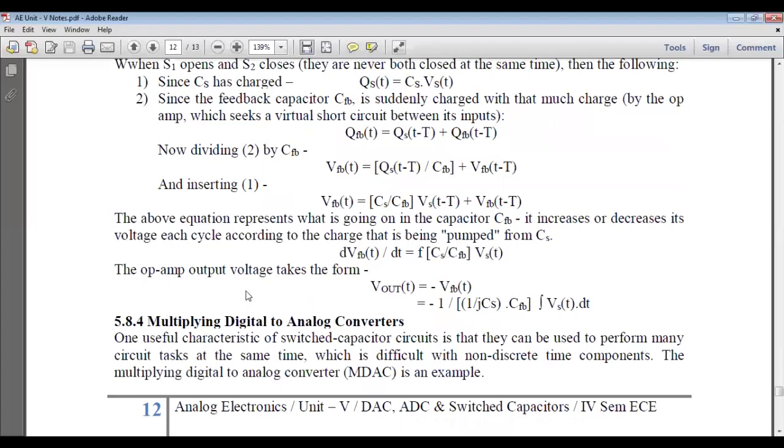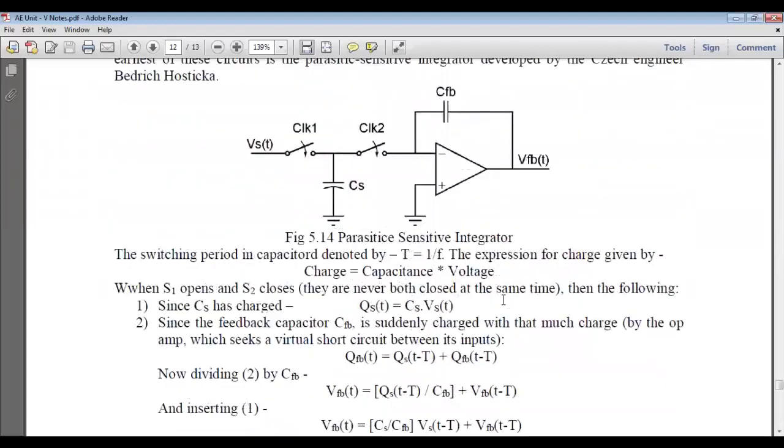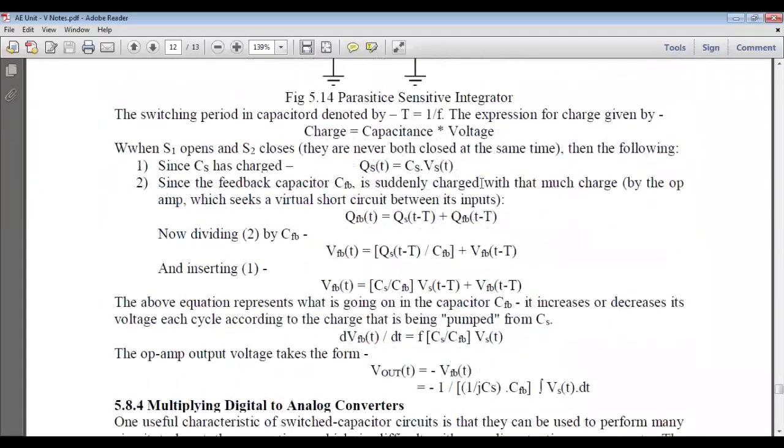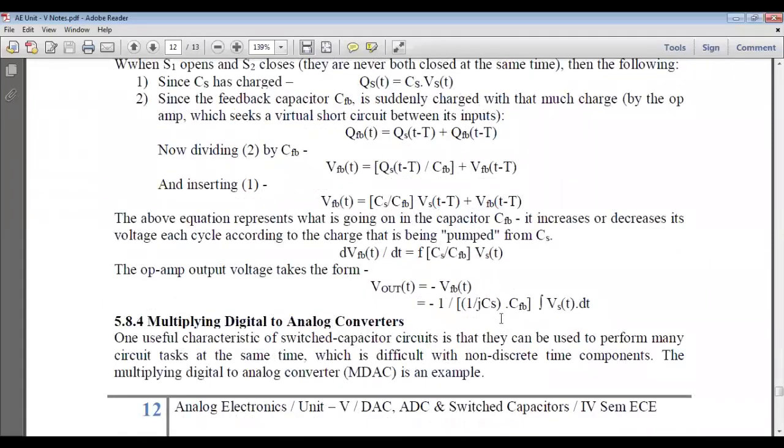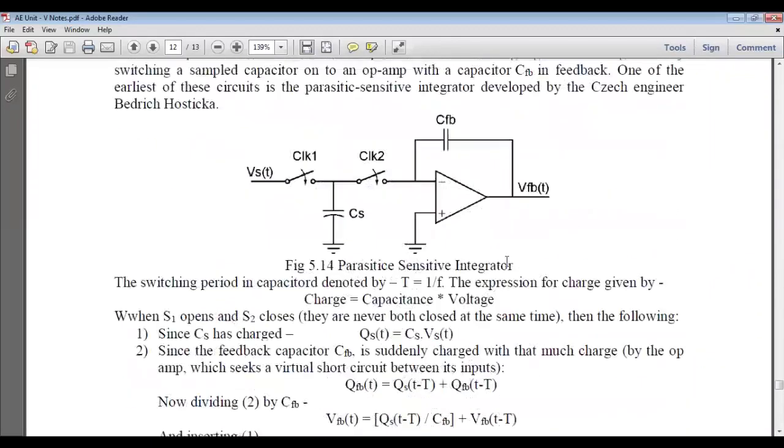And the total equation is in the form of an integrator. V output of t equal to minus Vfb of t, so minus 1 by j Cs into Cfb. That means we are coming across two capacitors here, capacitor Cs and capacitor Cfb, and this one indicates nothing but a resistor integrating the input voltage. So this circuit arrangement acts as an integrator. Especially, it employs a switch capacitor resistor to make it a parasitic sensitive integrator.